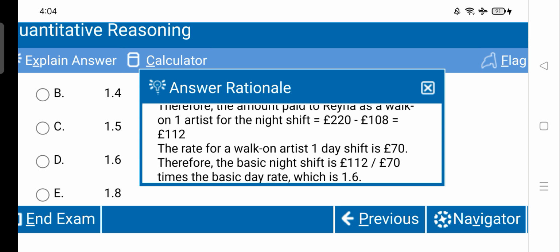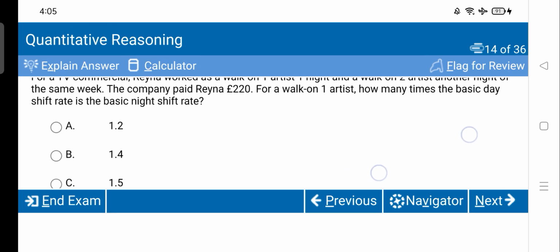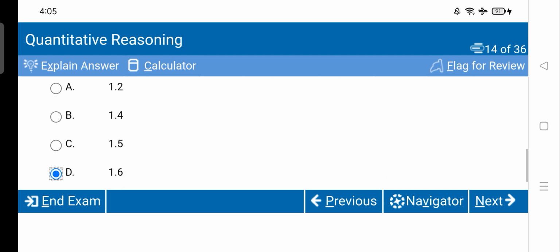Therefore, the basic night shift is 112 divided by 70 times the basic day rate, which is 1.6. So that's how we can say the correct response is option D, which is 1.6 times the basic day shift rate is the basic night shift rate.